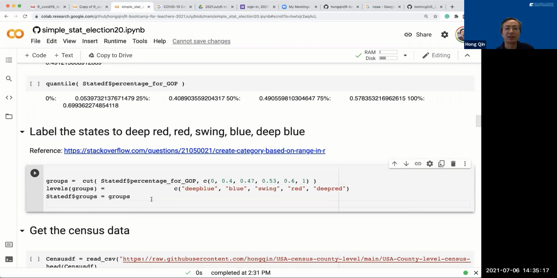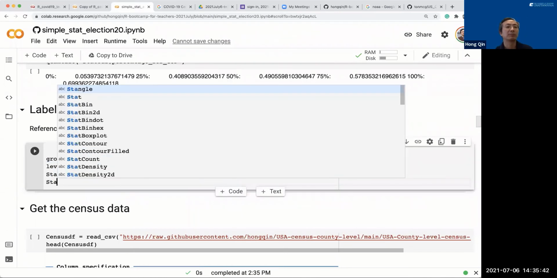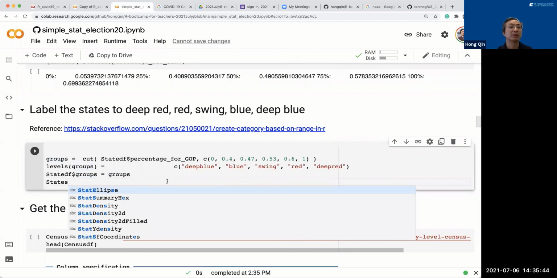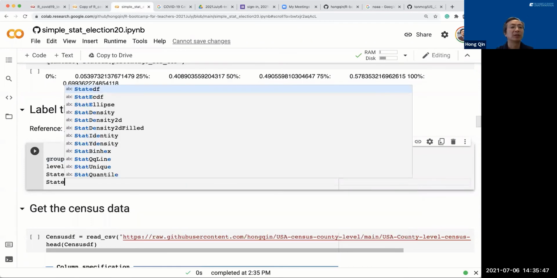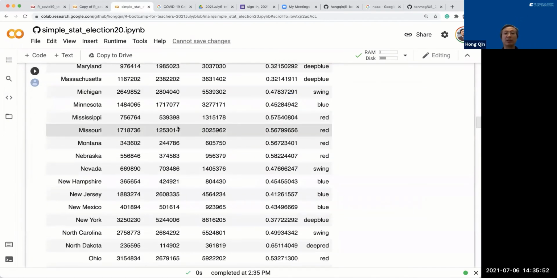You may have a better idea of doing that, and you can change the code if you like. So that's my criteria, and that's my label: deep blue, blue, swing, red, and deep red. And then we can label the states and see whether that result makes sense or not. Oh, actually I didn't print that one out. State DF, yeah. Okay, and you can look at the results, see whether it makes sense or not.